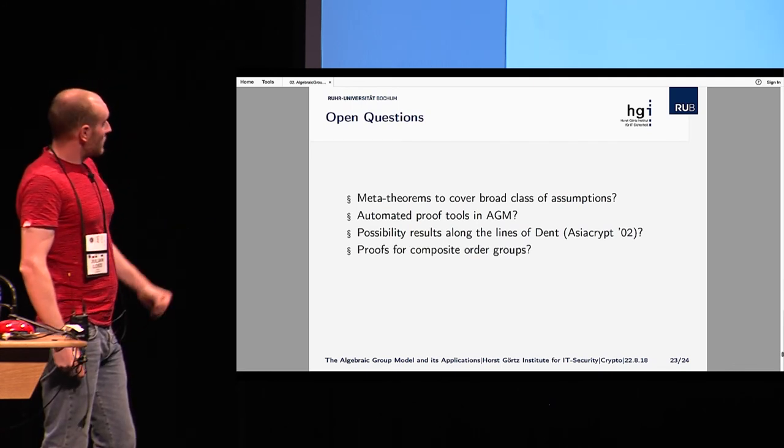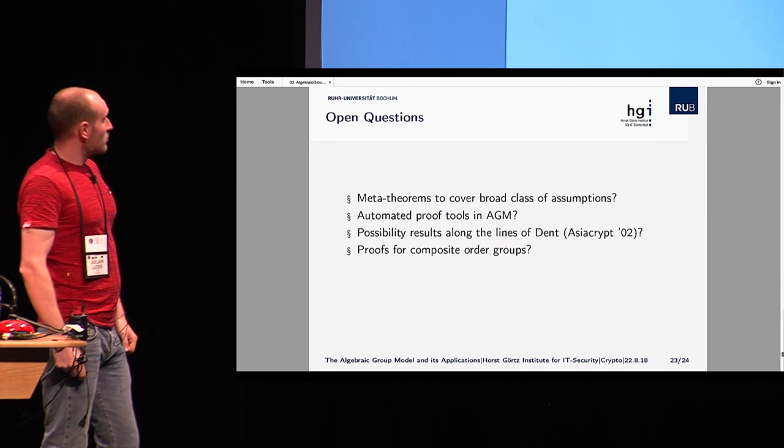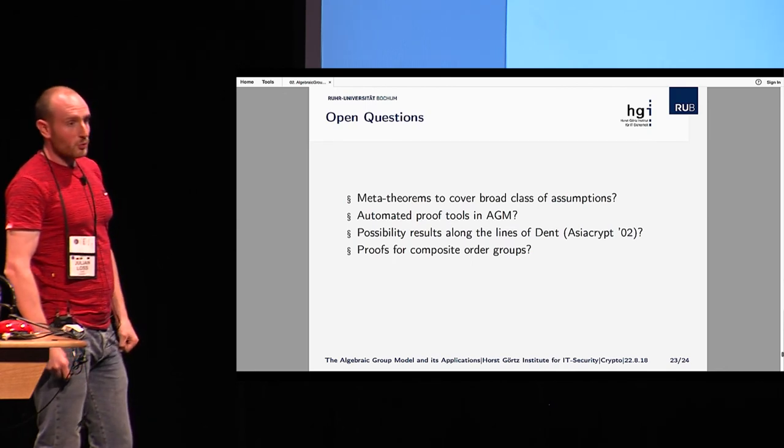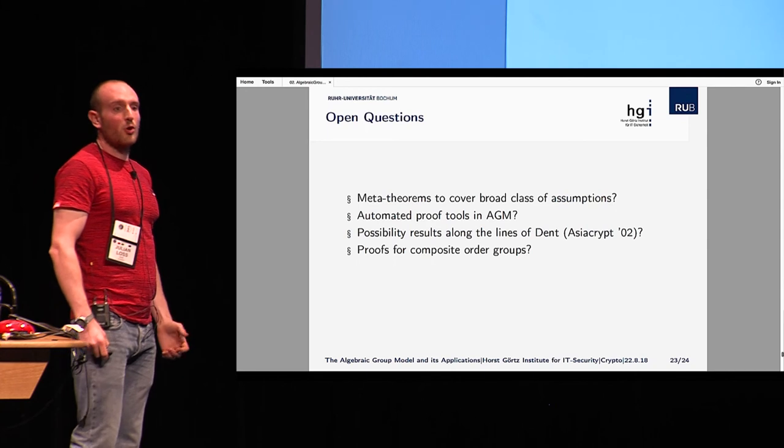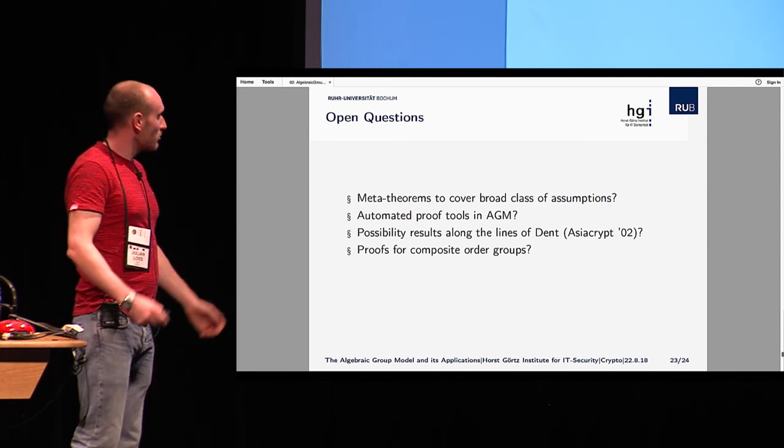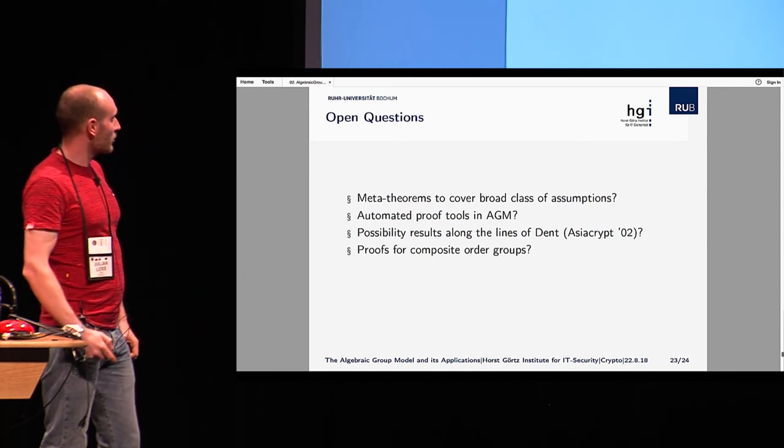Then actually, a non-trivial extension is to make this work also for composite order groups. So here, the argument becomes a bit more complicated. And so we also want to look at this in the future.